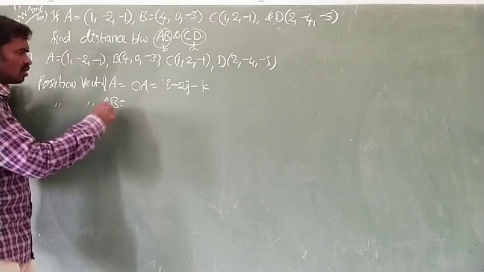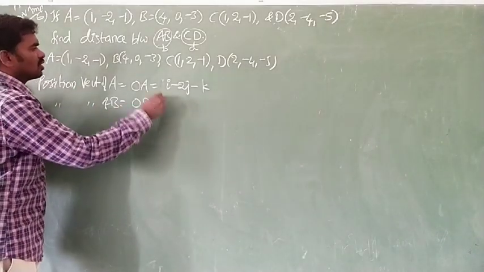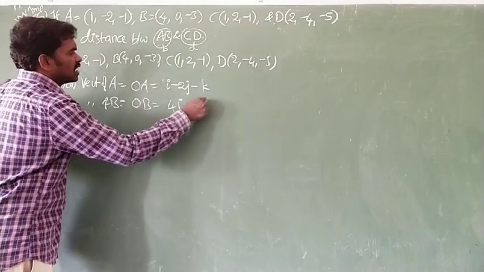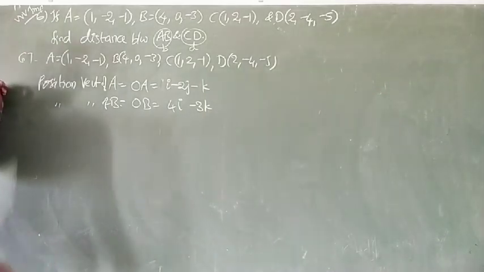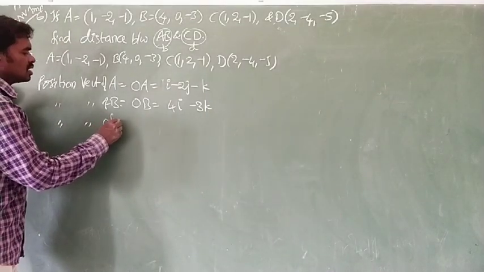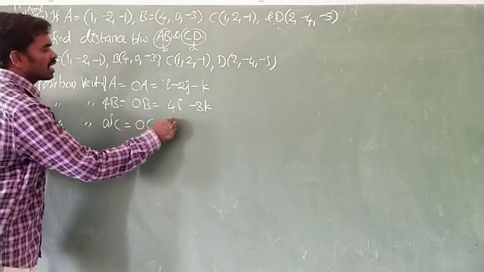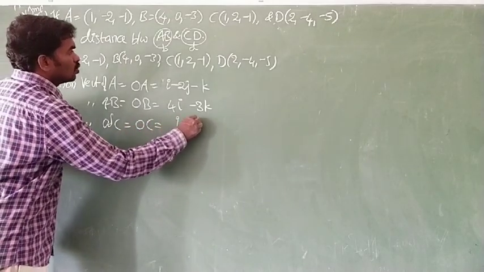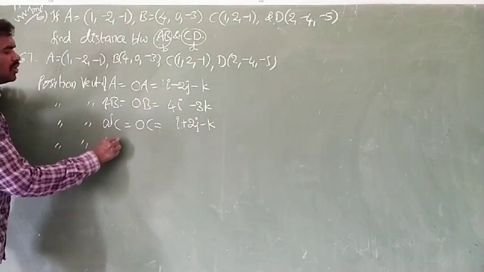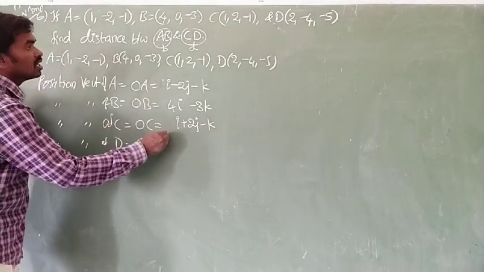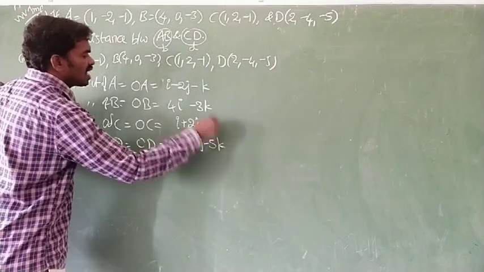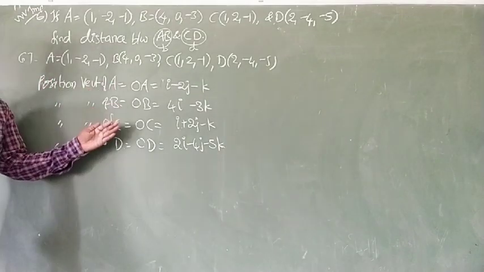Similarly, the position vector of B, OB, equals 4i. 0 means there is no j term, and the k term is -3k. If you like, you can write 0j, no problem. Similarly, the position vector of C is OC, which can be taken as 1i plus 2j minus k. Next, similarly, the position vector of D is OD, which is 2i minus 4j minus 5k. We got all of OA, OB, OC, OD.